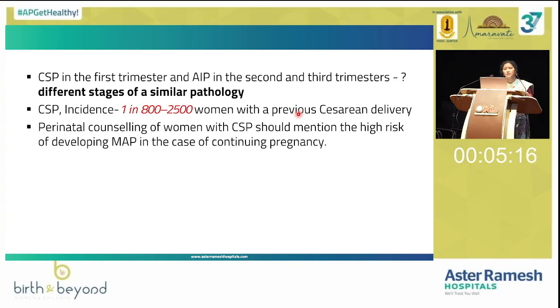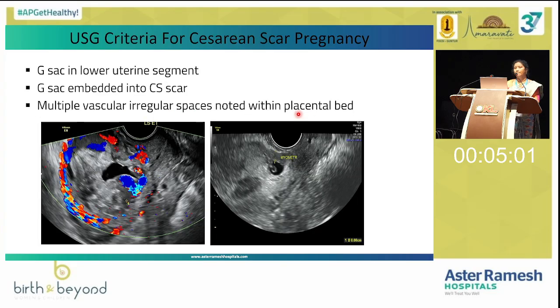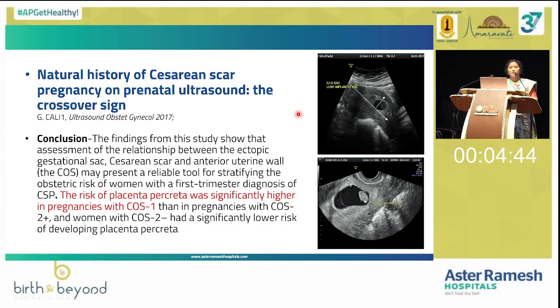It is 1 in 800 to 2500. So when we see a caesarean scar pregnancy in the first trimester, and if the woman wants to continue the pregnancy, we should counsel her about the risk of developing adherent placenta. What is the criteria for caesarean scar pregnancy in the first trimester? The gestational sac will be in the lower uterine segment, the sac should be in the caesarean scar area, and you should see multiple vascular irregular spaces.